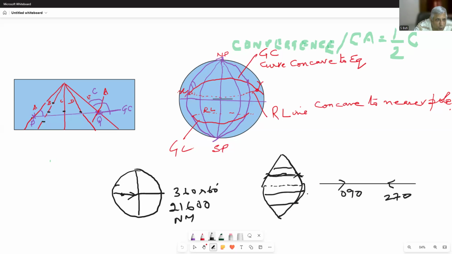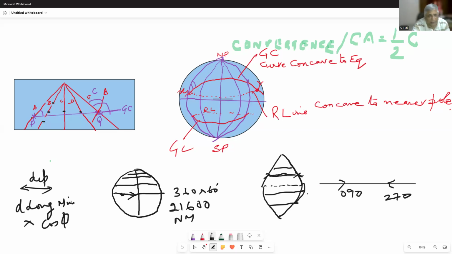But as I go to the higher latitudes, parallels of latitude, this distance keeps decreasing, and the distance east to west, like I told you before, called departure, is dlong in minutes, or change of longitude in minutes, multiplied by cosine of this latitude, cosine of phi.